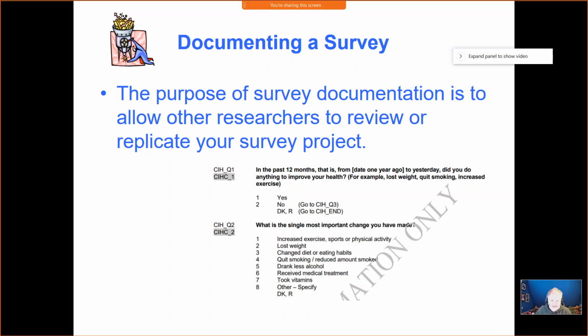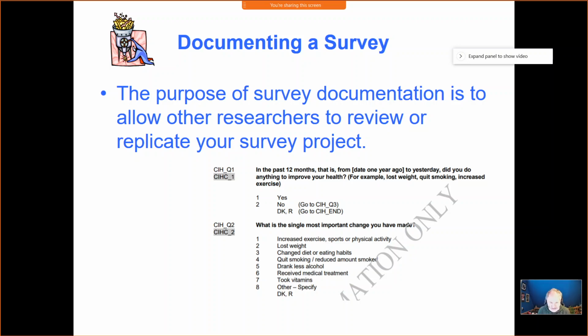Like you see here, in the past 12 months, that is from day, whatever it is, to yesterday, did you do anything to improve your health? For example, lose weight: yes, no. If they said no, you go to CH13. If you say yes, you just go to the next question: what is the single most important change you have made? So the logic step here is, if you say yes, you just continue with the flow of the survey, you go to question 2. If they said no, then you go to question 3.